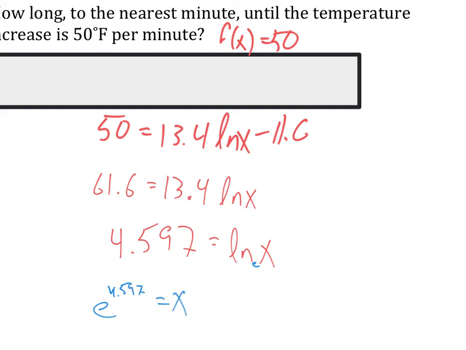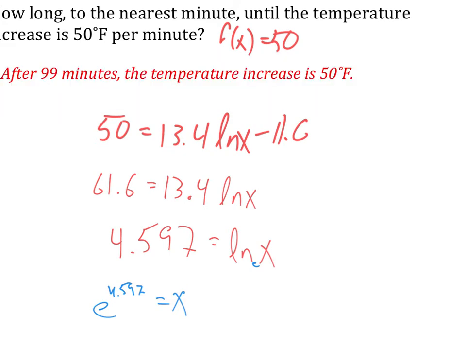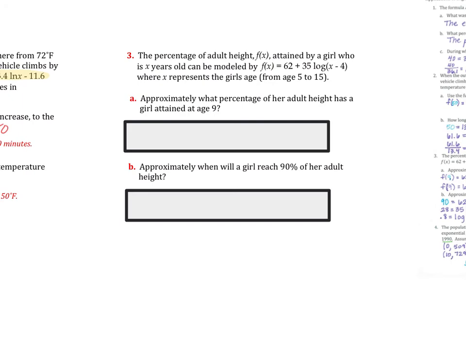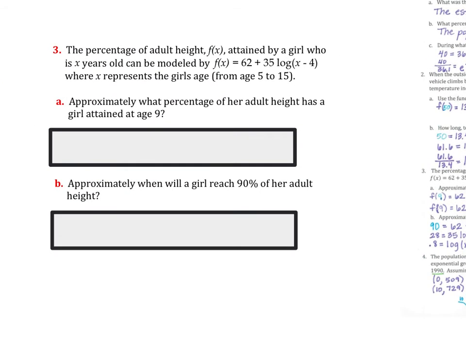And now I get to use my calculator. When we punch things in, we should get roughly 99. Roughly 99. All right.